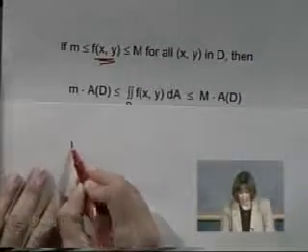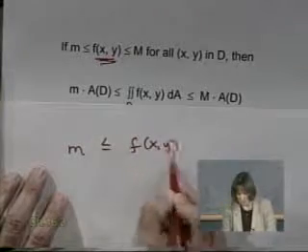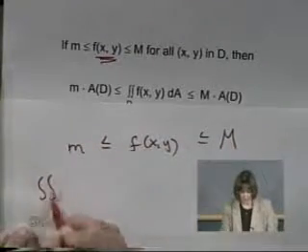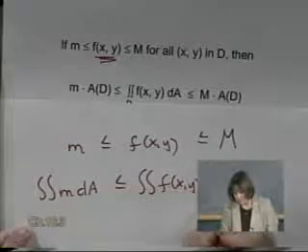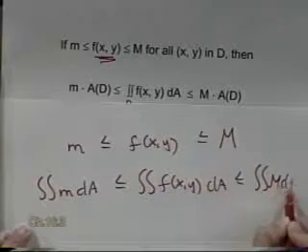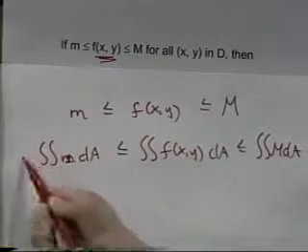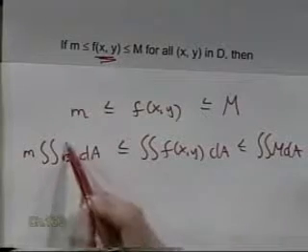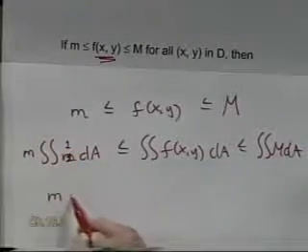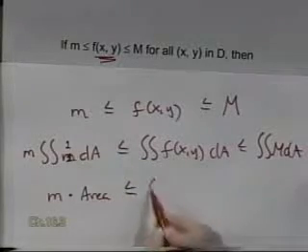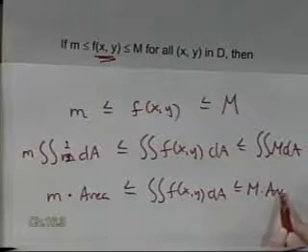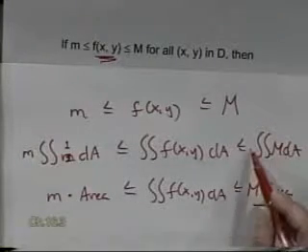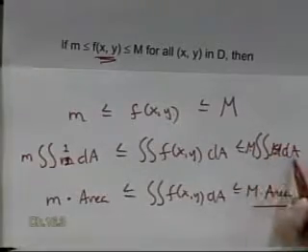If you don't like the way I wrote it, let's do it this way. You could say if m is less than or equal to f of x,y, which is less than or equal to M, then the double integral of m dA is less than or equal to the double integral of f of x,y dA, which is less than or equal to the double integral of M dA. Here you could factor out your m, and remember we just said the double integral with the function just being 1 gives you your area, so it would be m times the area of your region is less than or equal to this double integral, which is less than or equal to M times your area. Because this, again, if you factored out your M, the double integral of dA is just going to give you the area of your region.